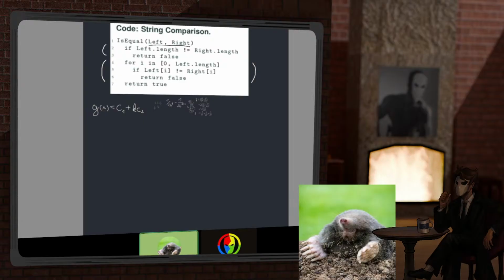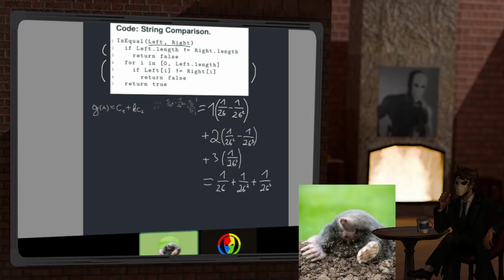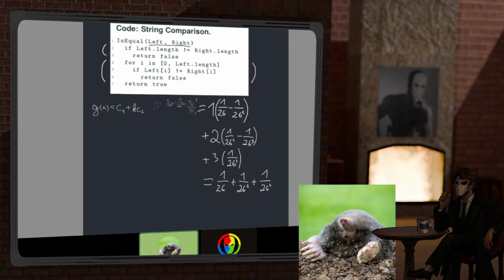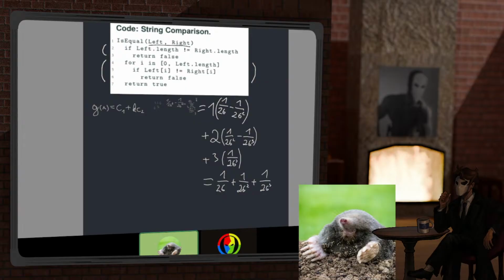Yeah, exactly. We are trying to get the average number of comparisons. So we do a weighted average of the number of comparisons times its probability, plus the number of comparisons times its probability, etc., until we get to the end of the string.